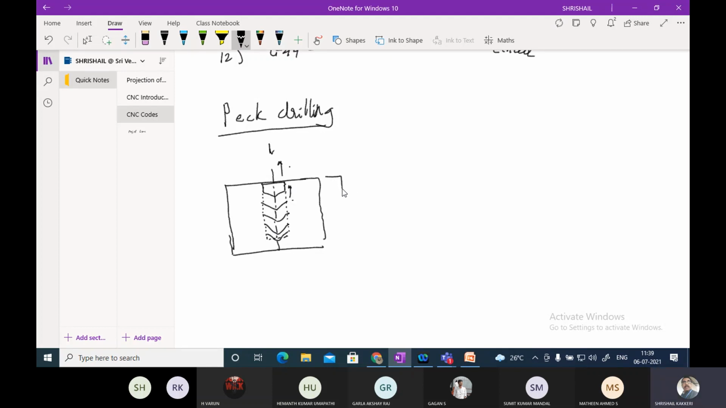So that means we come up to here, then go up, and again come up to here and go up, again and again. So in peck drilling, what happens? Whatever scrap is formed inside will be removed through the fluids, and it will make a discontinuous chip, and the tool life will be increased. So this is called peck drilling.